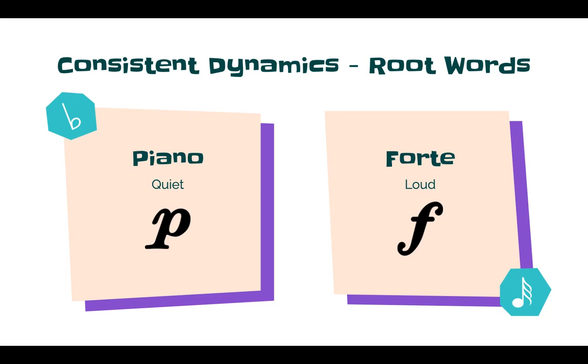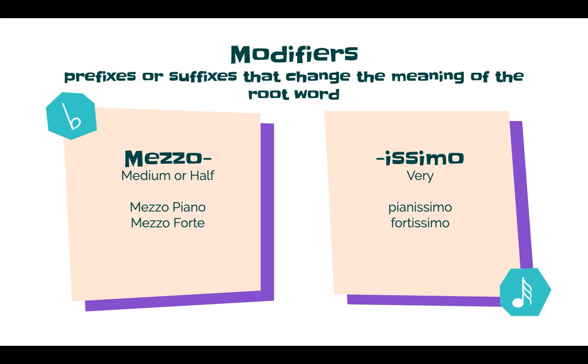So the first root word we need to know is piano, which means quiet, and that will be notated in your music with a P. The second root word is the word forte, which will be notated in music with an F, and that means loud. I also like to think of the Spanish version of forte, which means strong, and that helps us remember the sound we want to bring to our playing.